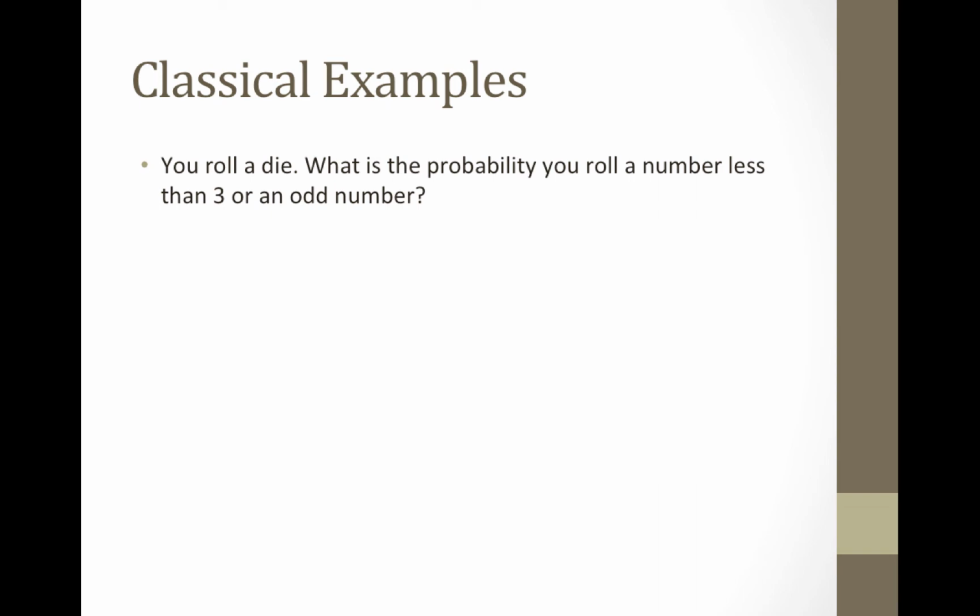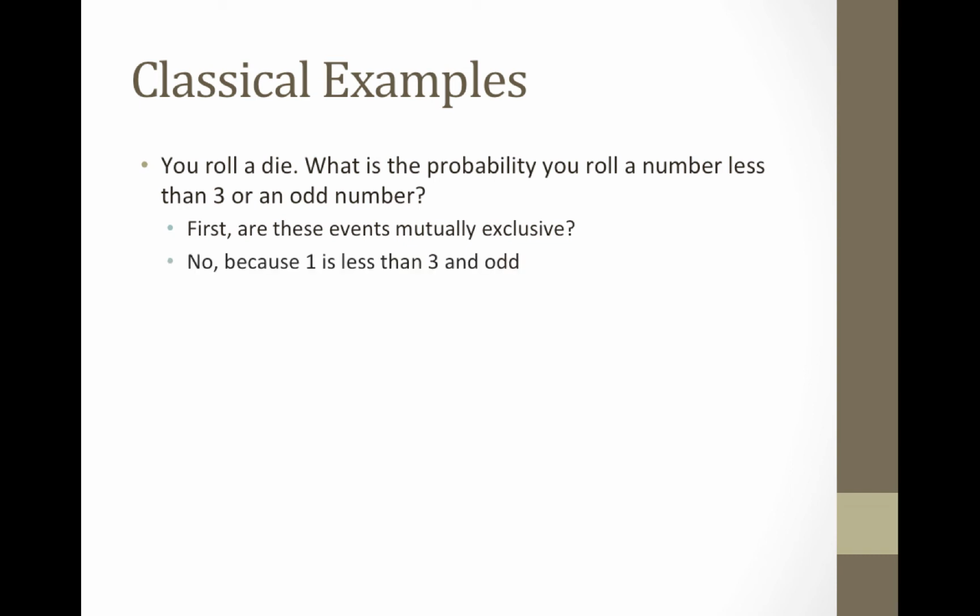All right, let's do another example. You roll a die. What is the probability you roll a number less than 3 or an odd number? Now, again, we start out. Are these events mutually exclusive? Is there any number that is less than 3 and odd? What do you think? Of course there is. So these events are not mutually exclusive because the one face, the 1, is less than 3 and odd. So we've got the probability of a number less than 3 or an odd number is equal to the probability of a number less than 3 plus the probability of an odd number minus the probability of a number less than 3 and an odd number. All right, so what do we have?